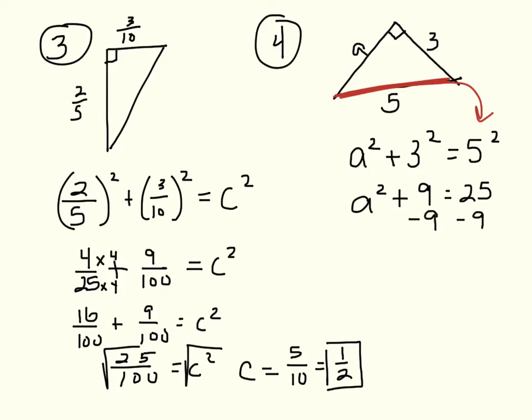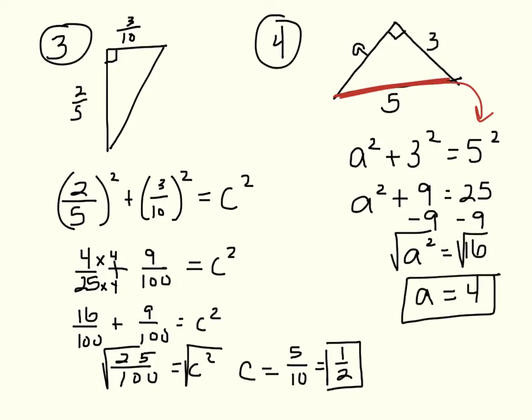You have to isolate the A squared, get the A by itself. So I subtract 9 on both sides. A squared equals 16. Take the square root of both sides. That gives me A equals the value of 4. So my answer, my missing side, is 4.